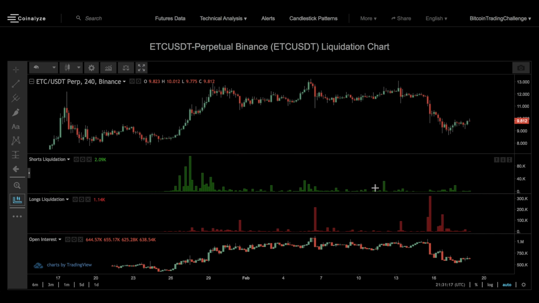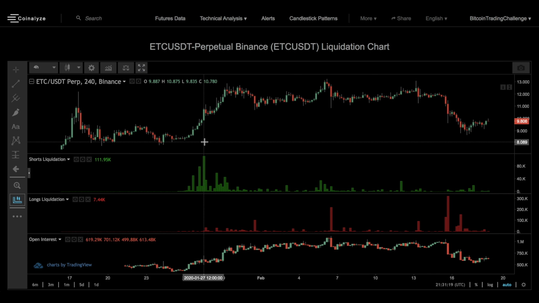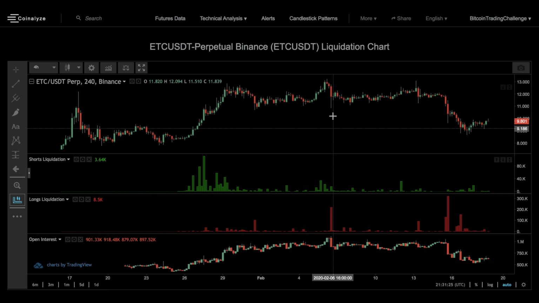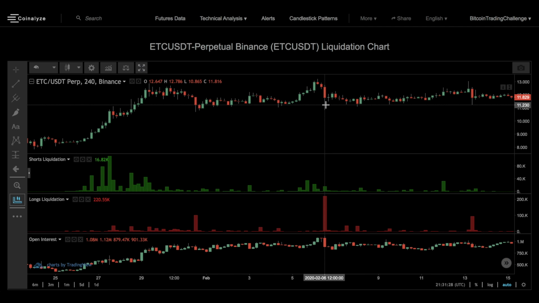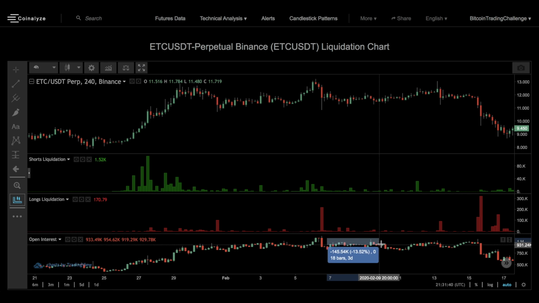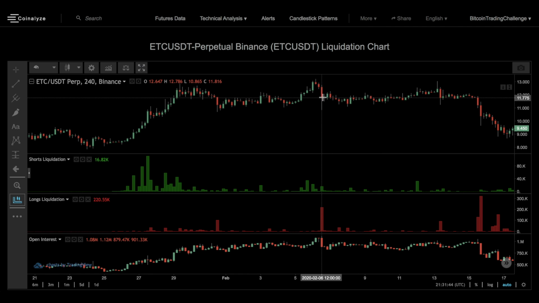What's the max? What's the highest you've ever liquidated? 111.95. Okay, cool. 220K liquidated ETC at what price? Around 11. So that would be, by my math, oh my god, that's like 2.3 million. So basically, a lot of people lose money here. And percent drop in open interest is how much? 15% here. This is a great sign to buy.